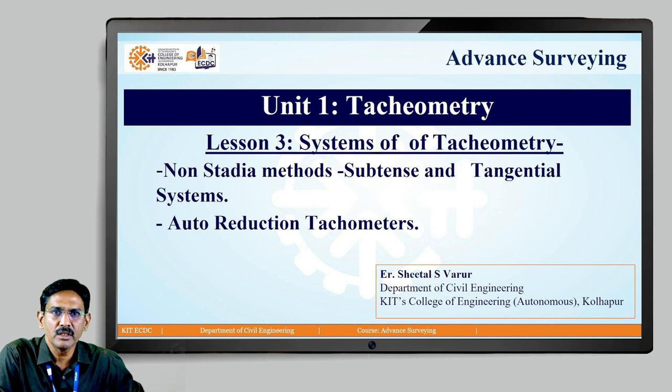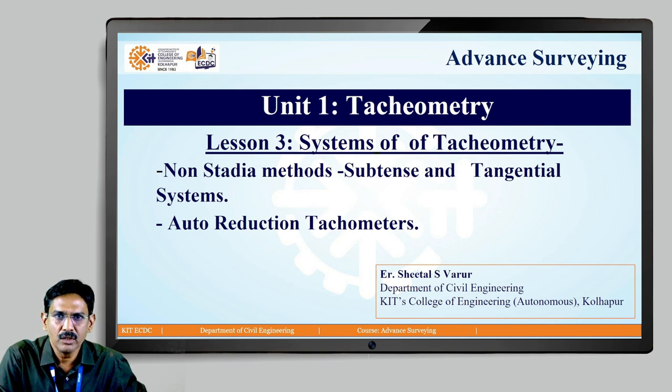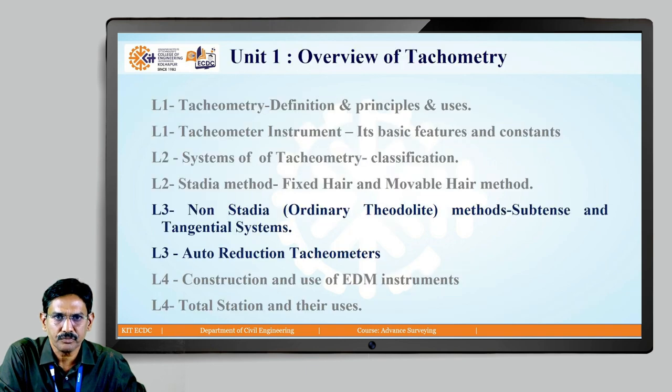Today, we will be looking at the non-stadia methods. In the non-stadia methods, we will be covering two major topics. One is the subtense and tangential system, and also we will be covering auto-reduction tachymeters. Auto-reduction tachymeters are also called self-reduction tachymeters or direct reading tachymeters.